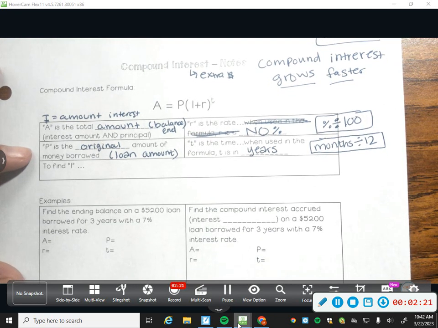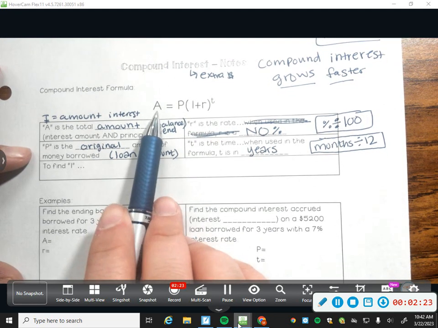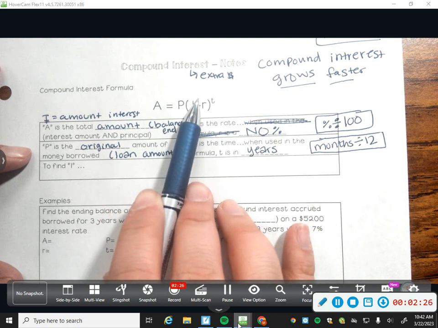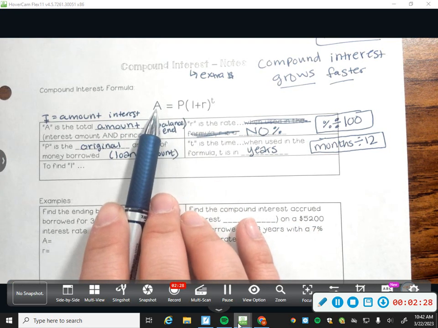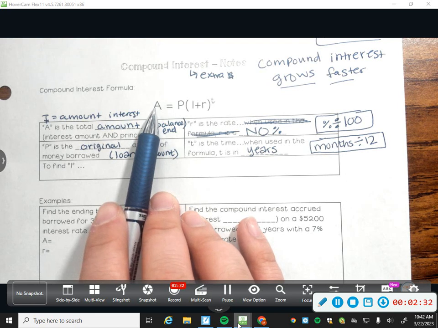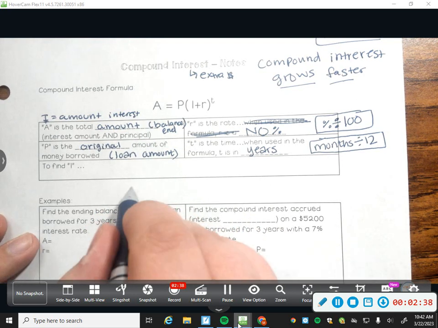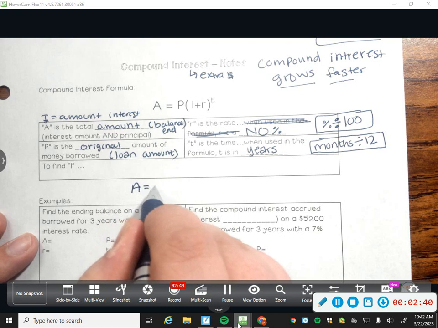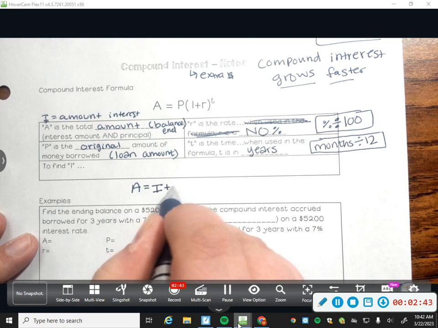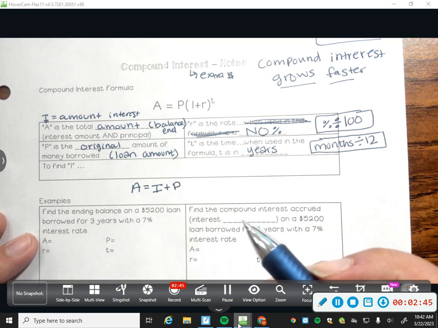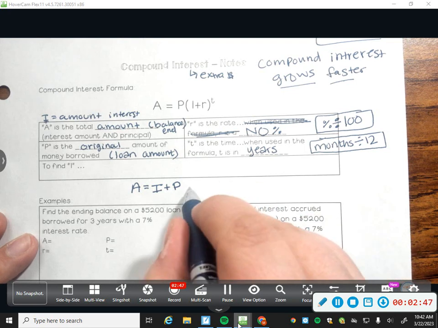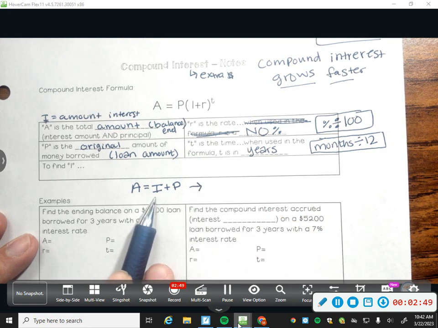Okay. Today what I noticed about the formula is instead of I equals some information, it says A. So today's formula actually doesn't tell us how much interest was being paid. Today's formula is going to tell us what the ending balance is. So yesterday we said to find the ending balance, we had to add the interest and the principal. That's still true.